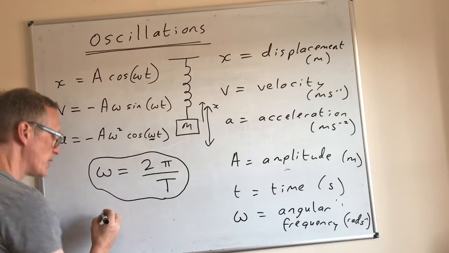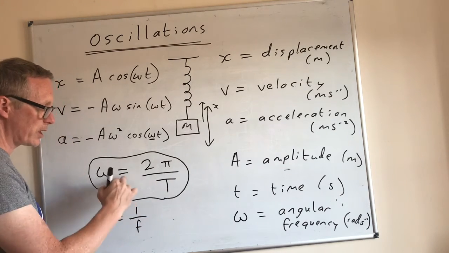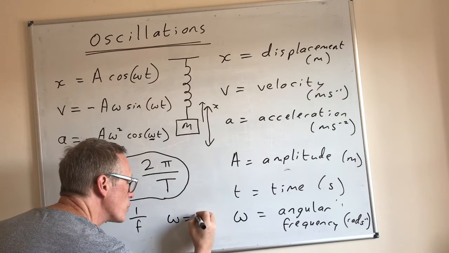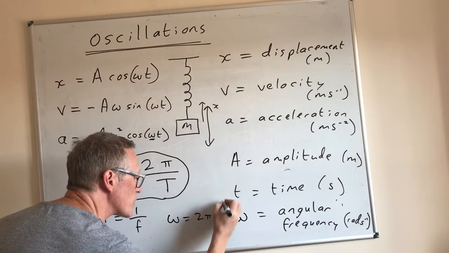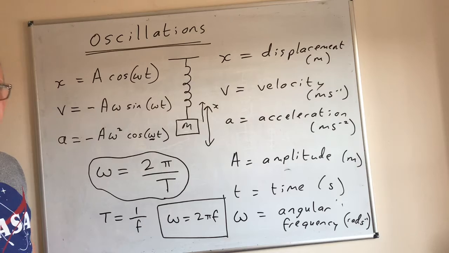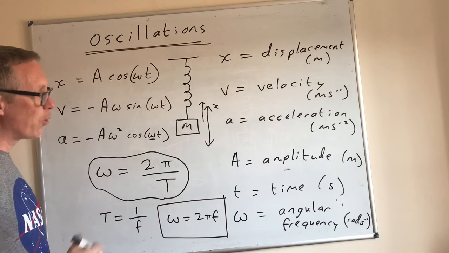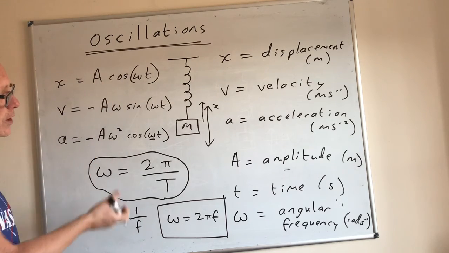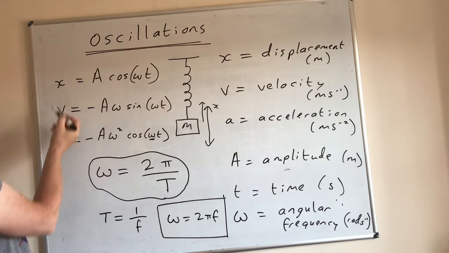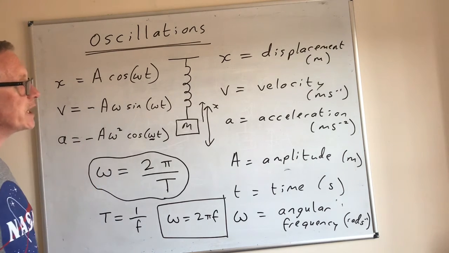And because time period is equal to 1 over the frequency, I can always also write that equation as omega equals 2 pi times the frequency. So both forms are very, very useful, although experience tells me that I tend to use this one more than the others. These are all in the chapter in your book, and the graphs showing the variation of displacement, velocity or amplitude are also in the book.